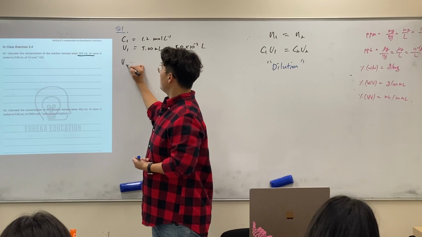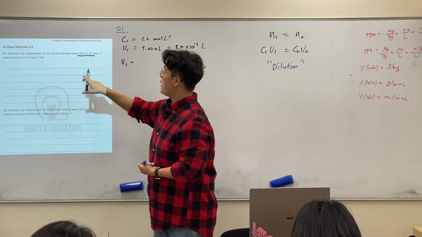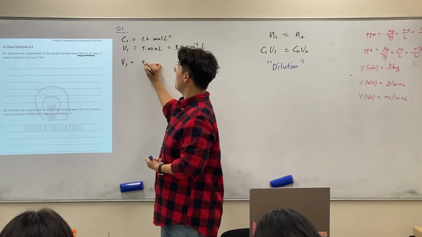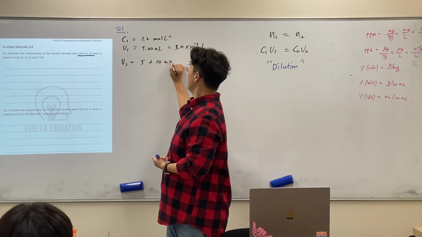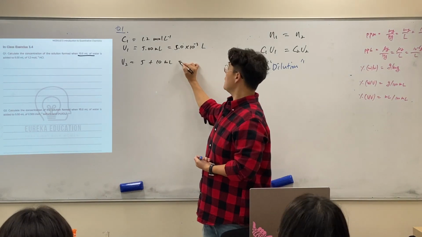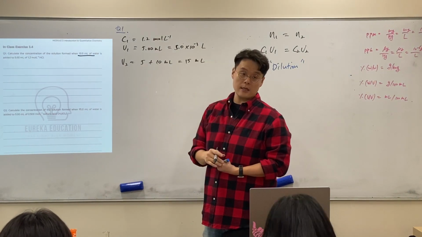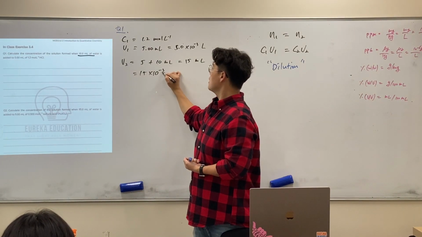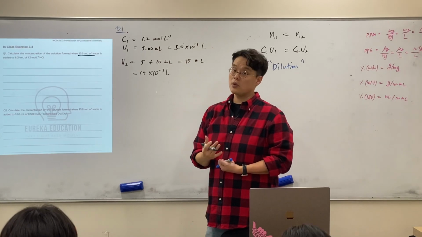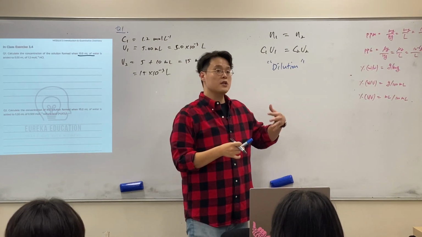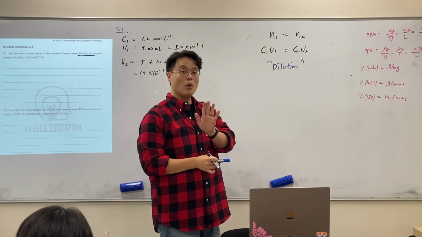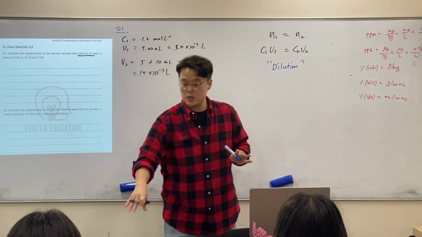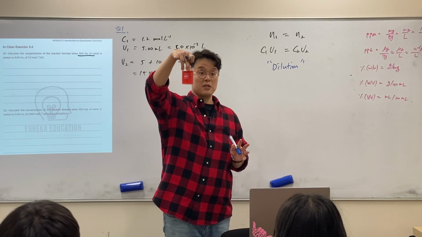Now let's talk about the final volume. Remember that we added an extra 10 mL on top of the 5 mL. So the final volume would be 5 plus 10 milliliter, which is 15 milliliter. That's the same as 15 times 10 to the power minus 3 liter. Remember that diluting something means you don't change the number of moles. You just put in the extra water. So you will still have the same amount of solute in there.